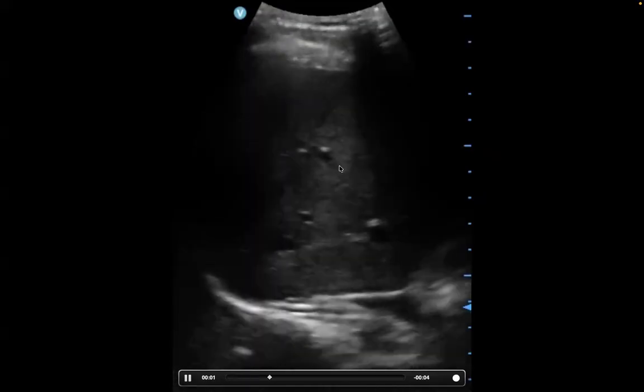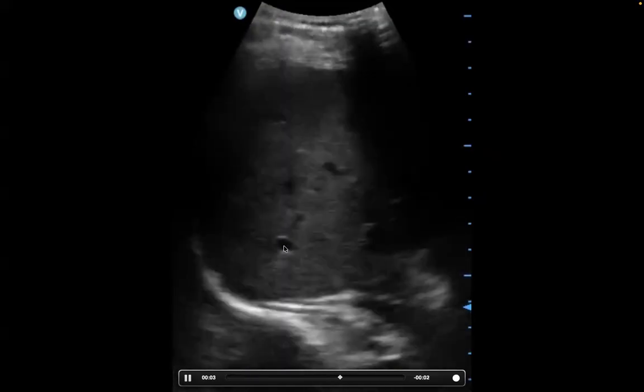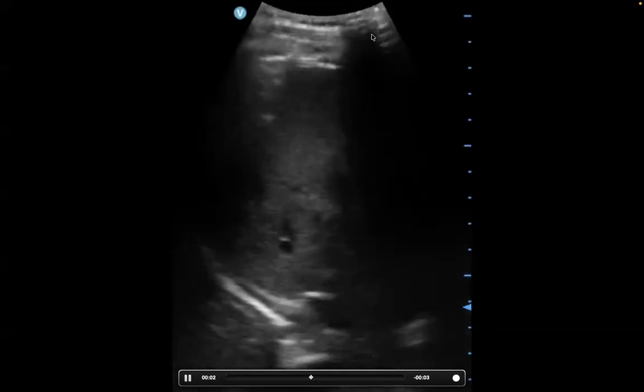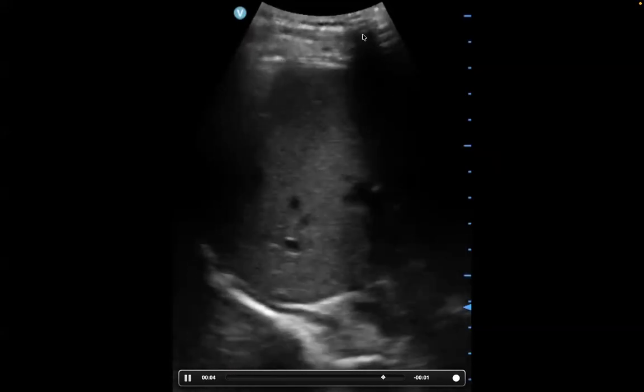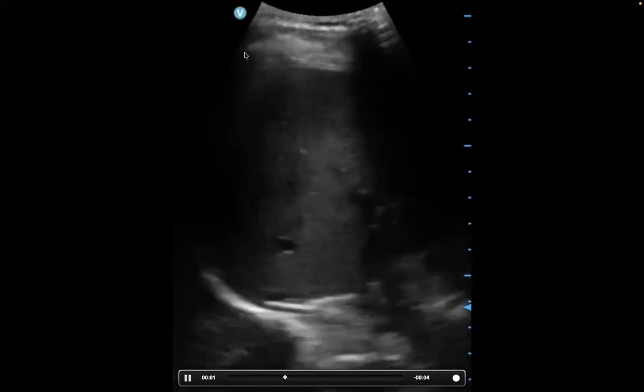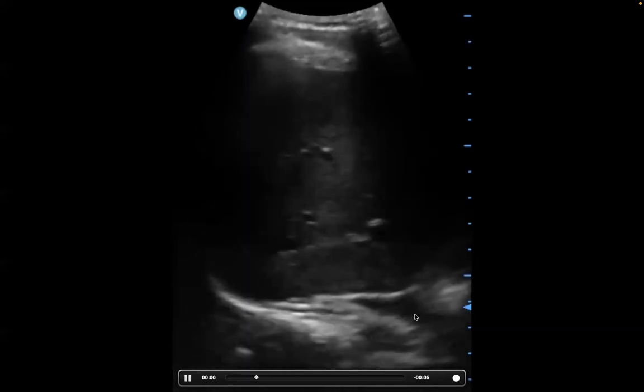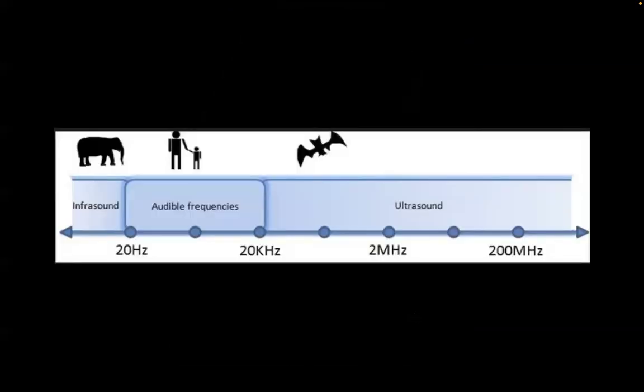We have isoechoic liver. We have anechoic hepatic and portal veins. And then we also have some rib shadows. So here are these ribs and the shadow that goes deep on the screen. So as you can see, ultrasound waves are outside the audible frequency, and that explains why we can't hear these actual sound waves.